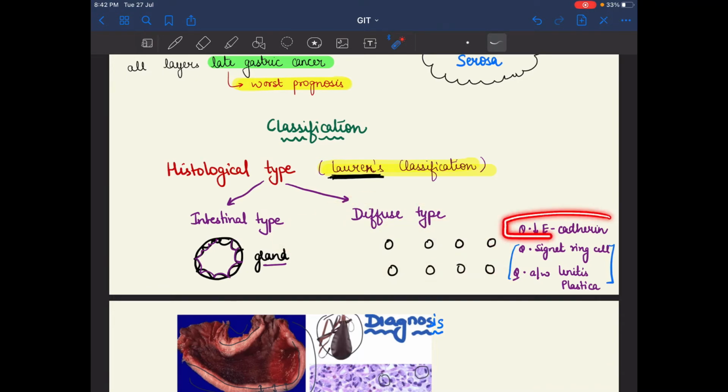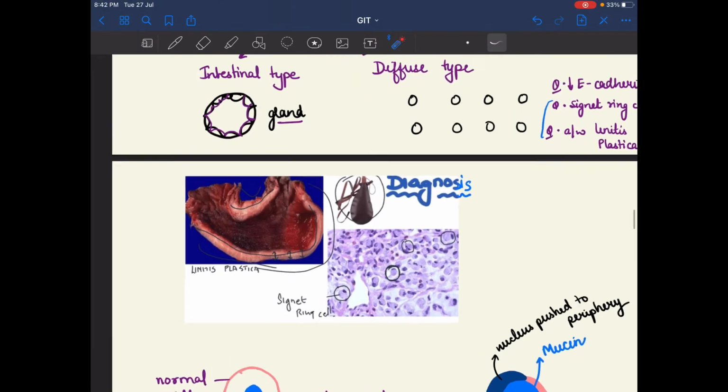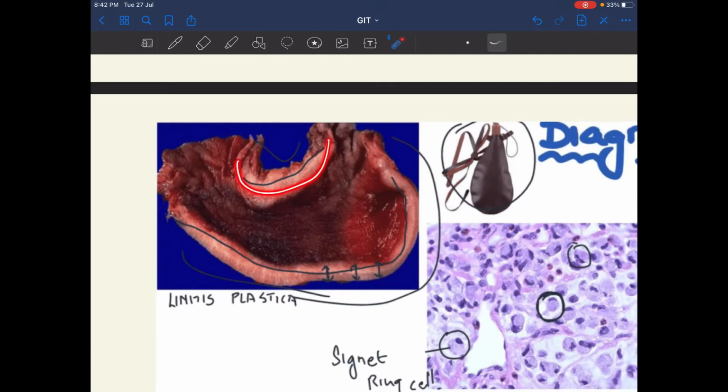So adenocarcinoma here is due to decreased E-cadherin, and on microscopy we see signet ring cells, and it is associated with linitis plastica. Linitis plastica means there is thickening. So the growth pattern is thickening, the fourth type. So let's see this. Here we see the thickening of the stomach. So this is the linitis plastica.